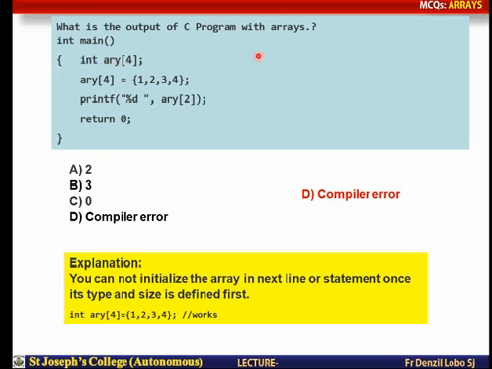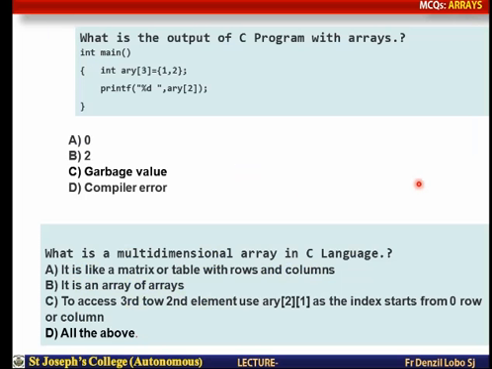You have to initialize it here, equal to 1 2 3 4. Then it would have given the correct answer. It would have given 0 1 2 3. But since you are initializing after you have declared, it cannot. So it will give you a compiler error.